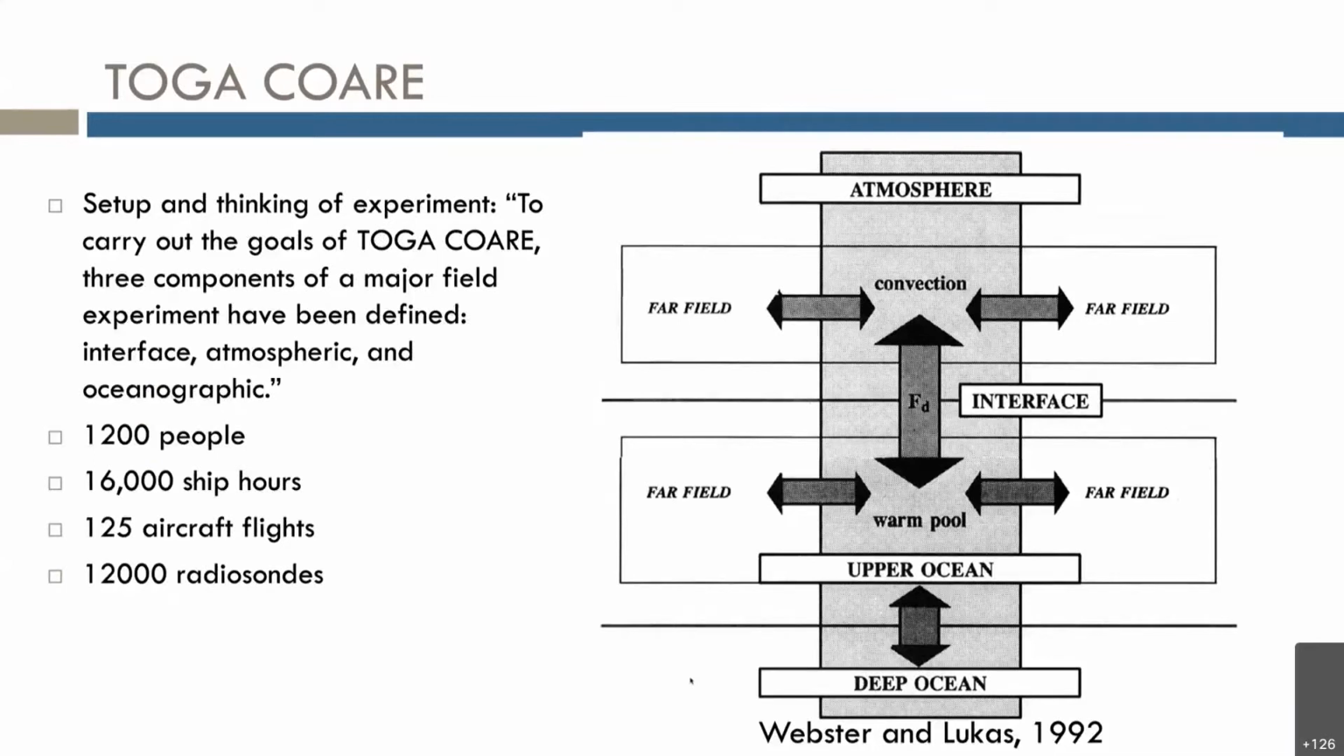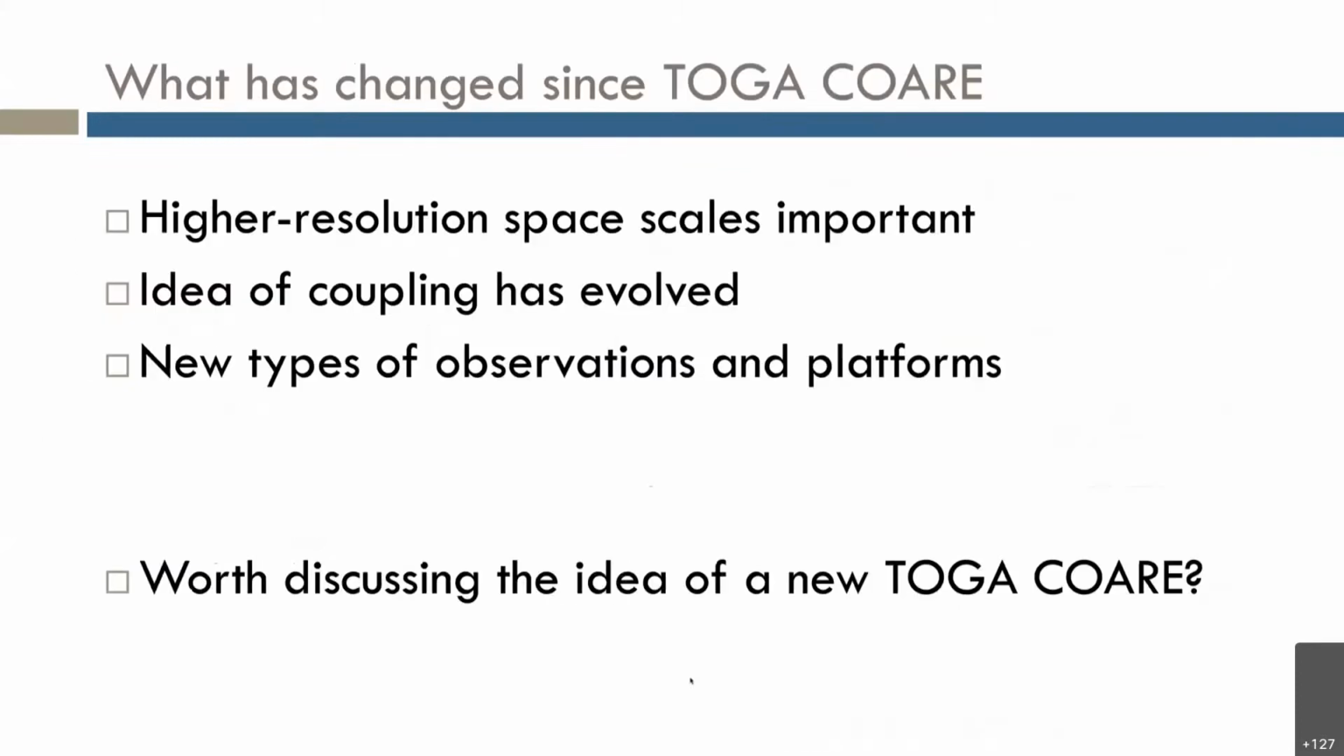This is a schematic from the Webster and Lukas paper. So the setup in thinking of the TOGA COARE experiment was basically three components of a major field experiment, right? The atmospheric component, the oceanographic component, and the interface. And if you look at the figure that they included, it's kind of interesting that they have the upper ocean separated out from the deep ocean, but the atmosphere is just one big box. But in any case, it's atmosphere, ocean, and the interface. And it was a major undertaking. Something like 1,200 people were involved, 16,000 ship hours, 125 aircraft flights, 12,000 radiosondes.